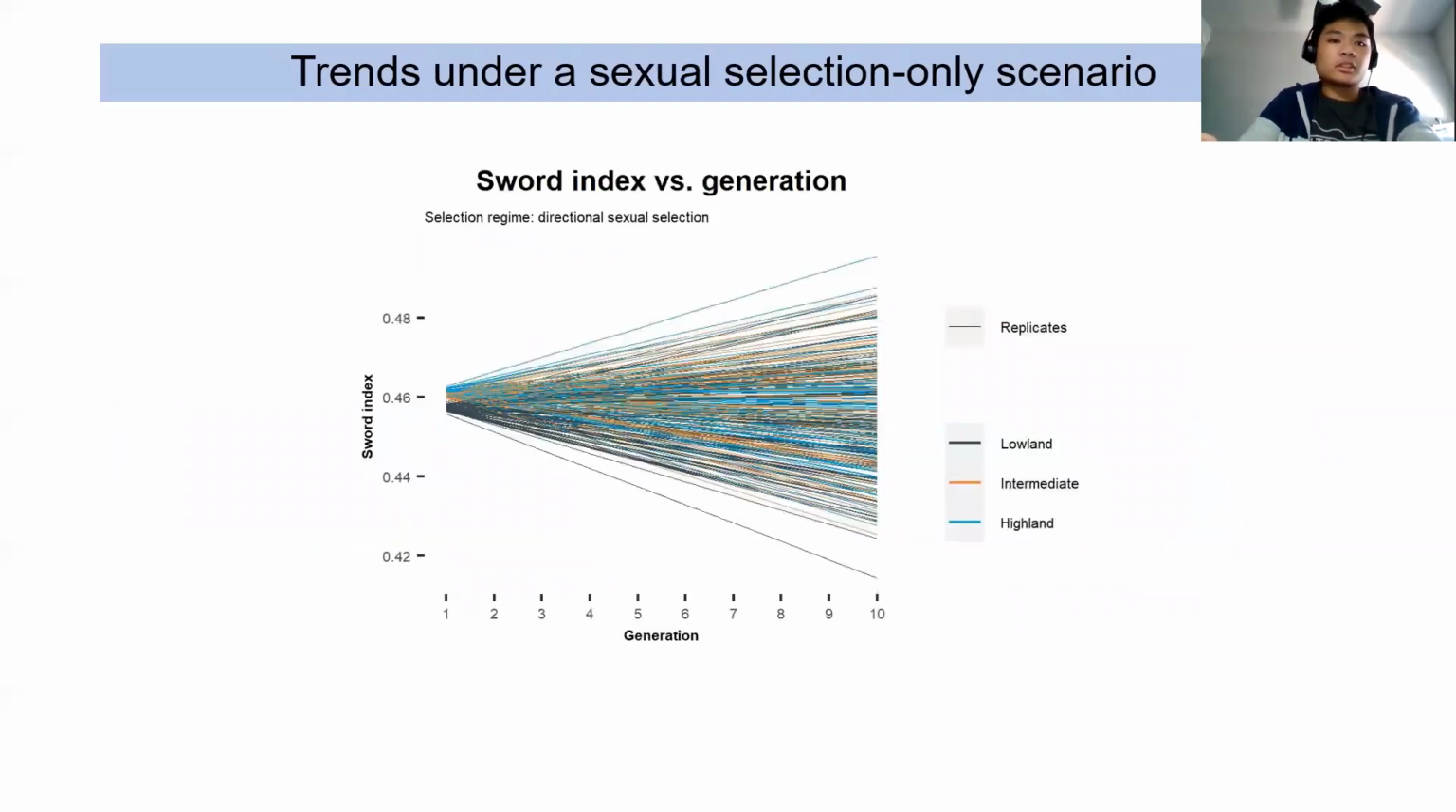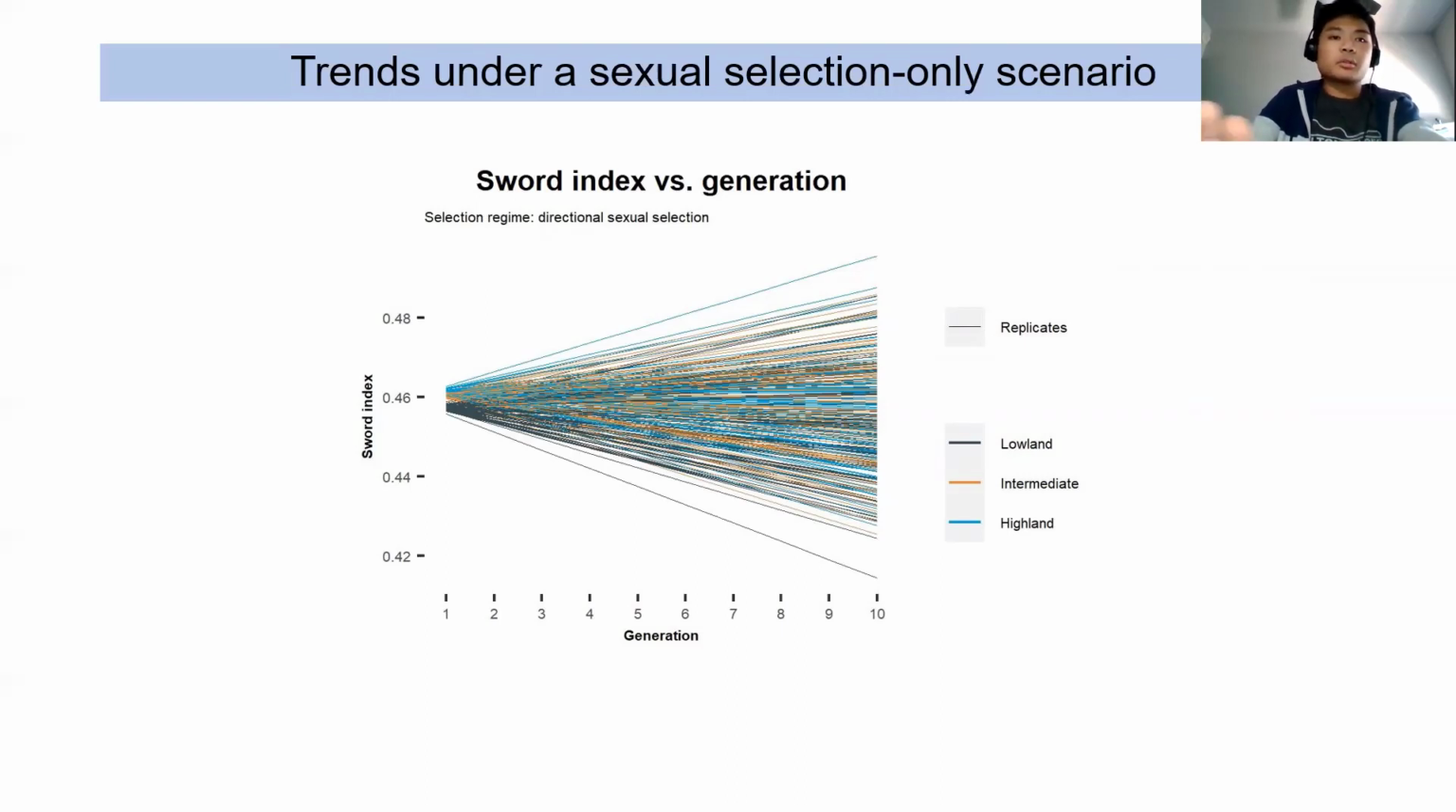Now, when we move over to SWORD index trends under directional sexual selection, we see that this bears resemblance to the previously discussed random trends under drift. This can be traced back to how the same sexual selection function was implemented across all 3 populations, and as such, we don't really expect any differentiation to occur.